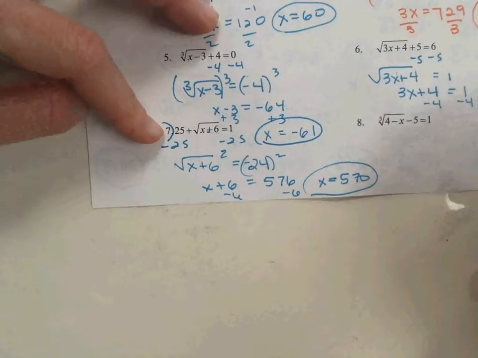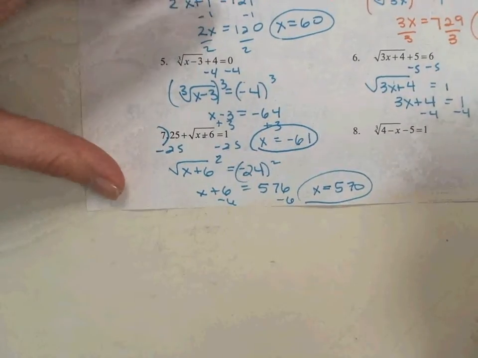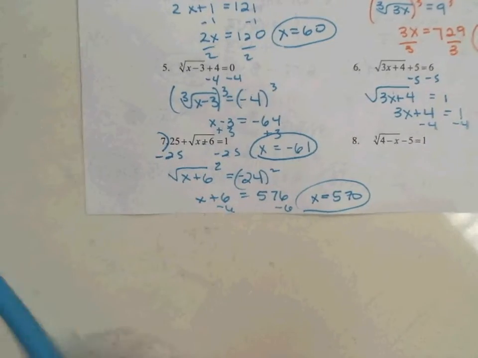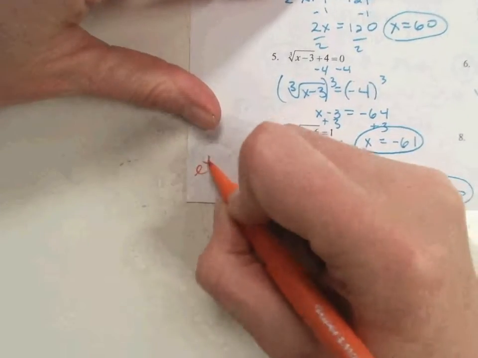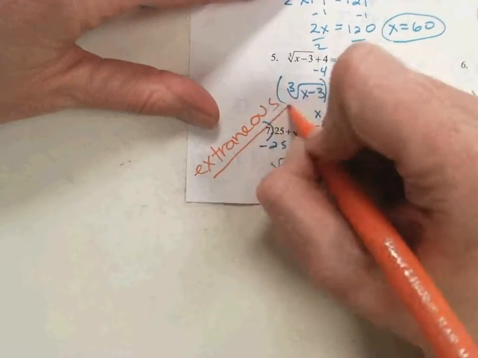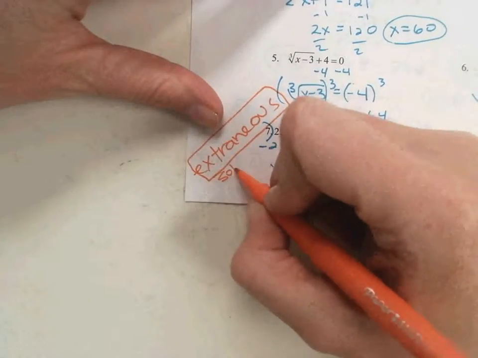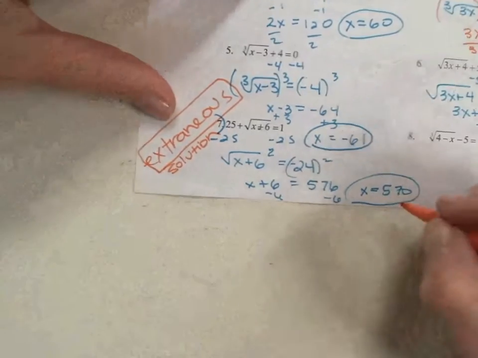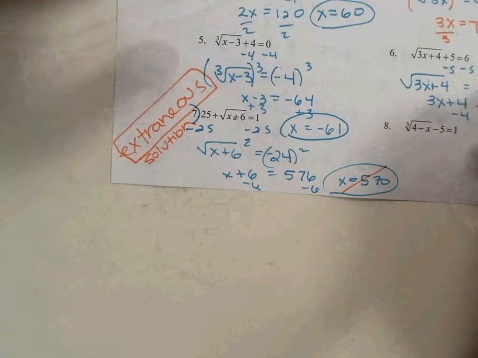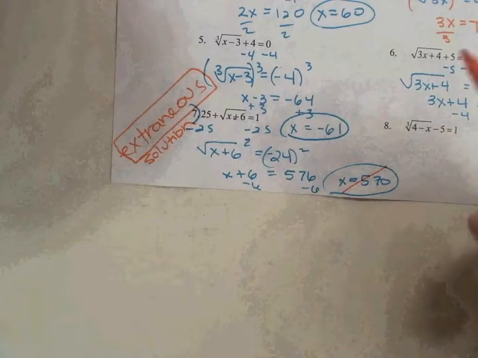49, not 1. So things went awry about when we squared the negative 24 and it became positive. So that's where things went a little extraneous. This is our extraneous solution. So 570 is not actually a true solution. It's an imposter.